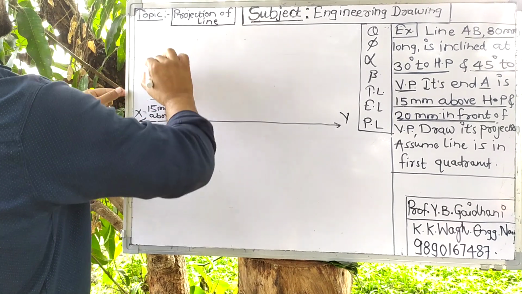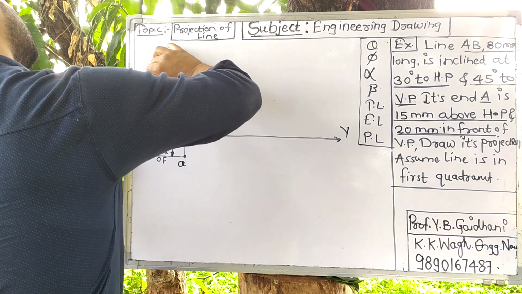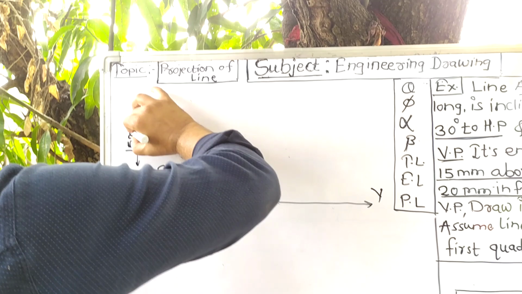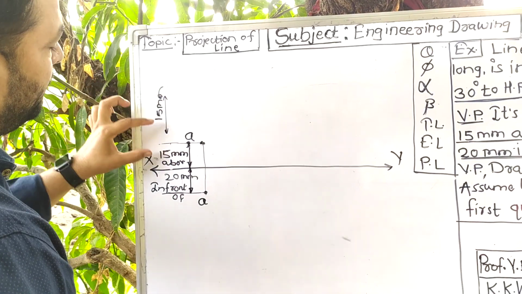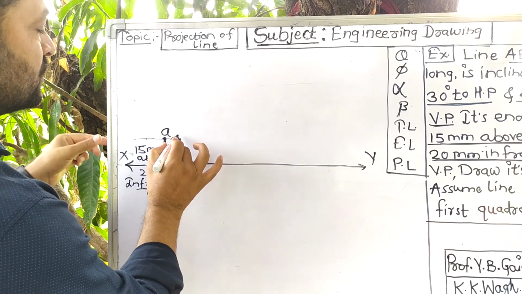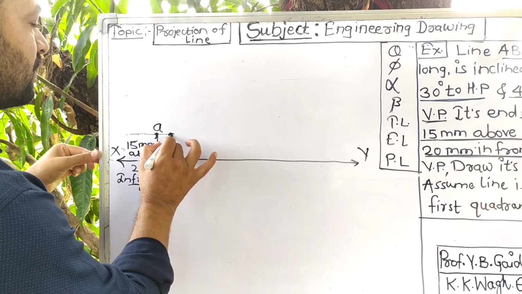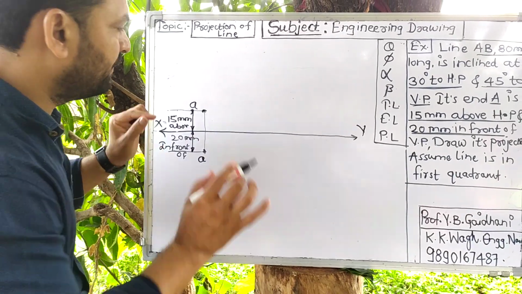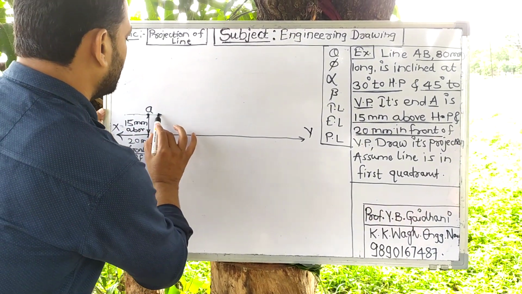Actually, we can show the dimension like this, but due to the space problem, I am writing this 15 mm like this, but I am showing it like this so that you can clearly see. So this is the condition of point A: 15 mm above HP, 20 mm in front of your VP. So what is given here?